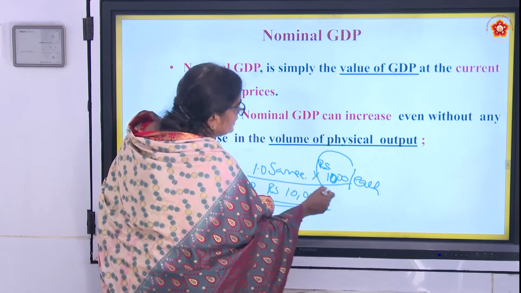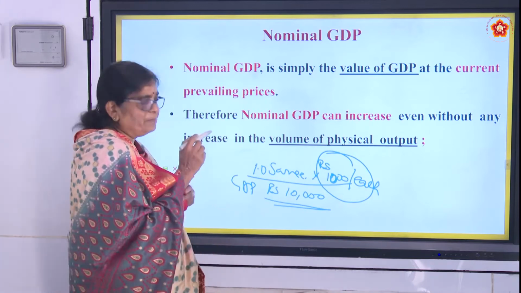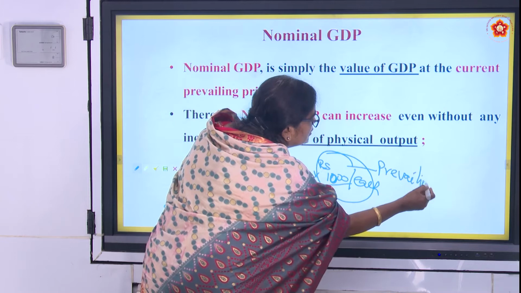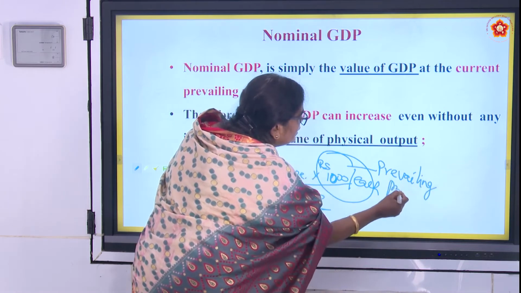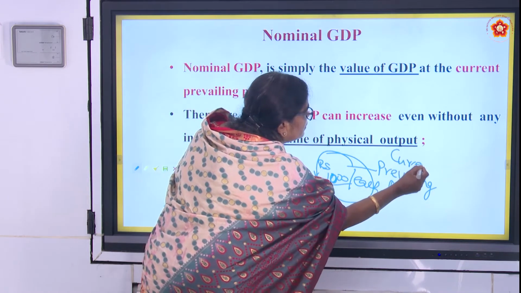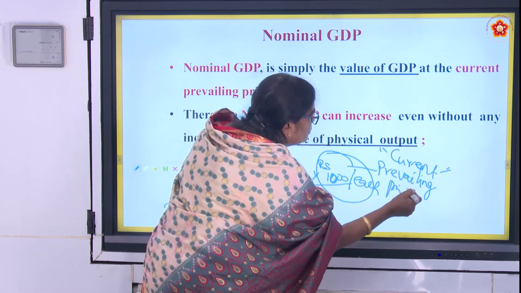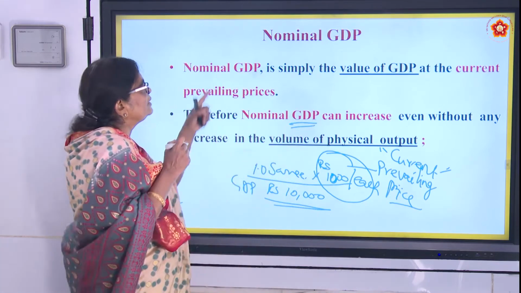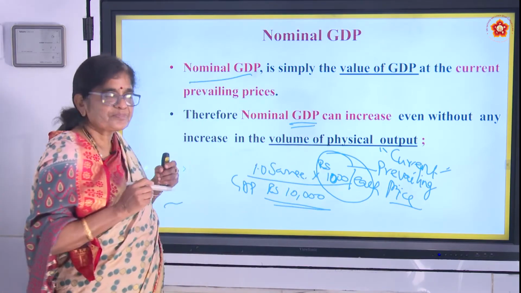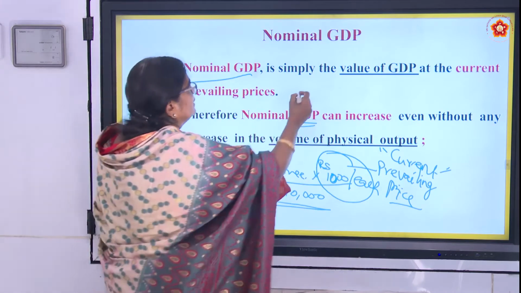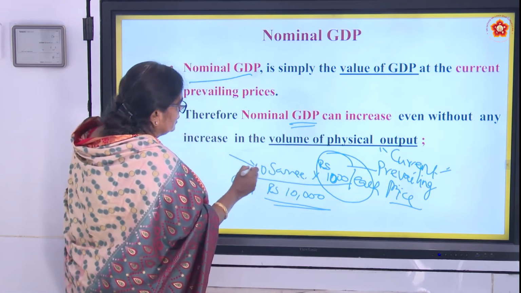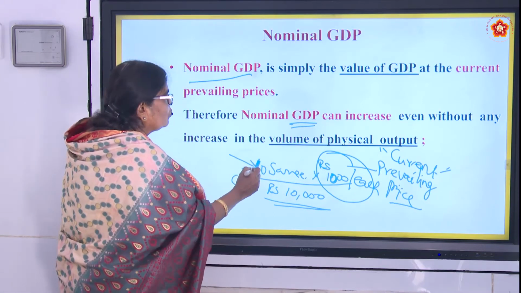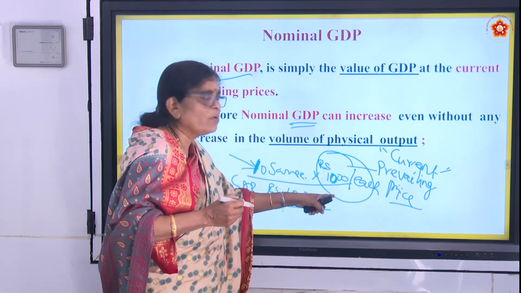Here, when we say nominal GDP, this is the current prevailing price in the market of that particular brand of sari. When we use the current prevailing price to calculate GDP, then we say that GDP is nominal GDP. Therefore, you can note here that GDP depends on two factors. One, the volume of production. How much volume of production? 10 saris. And also it depends on the price of the commodity.